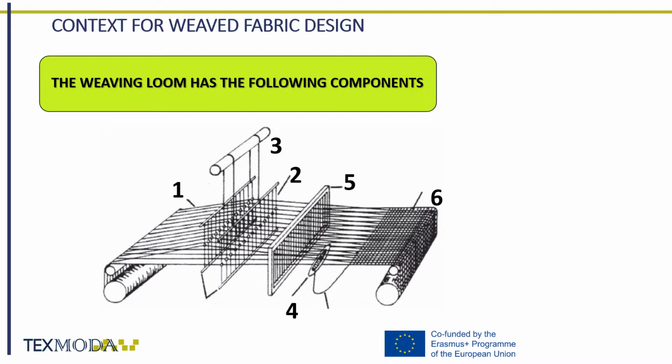Number 4. Shuttle. Carries the weft threads back and forth across the loom. Number 5. Reed. Which maintains the warp spacing at the required spacing and beats each filling yarn of the weft to form the fabric. And finally, number 6. Cloth pin. To collect the newly constructed fabric.